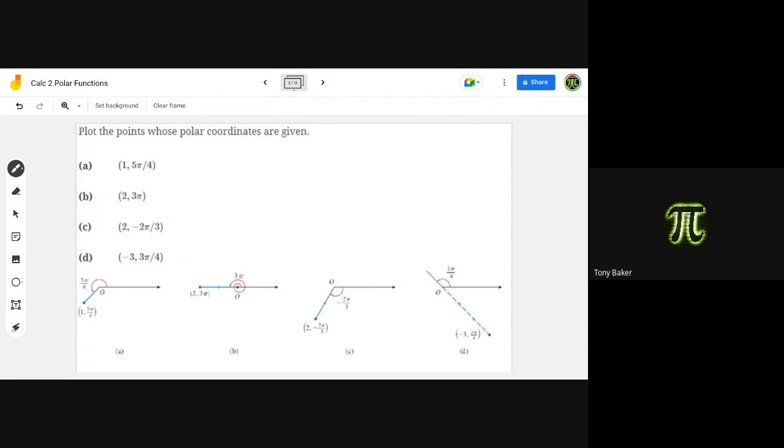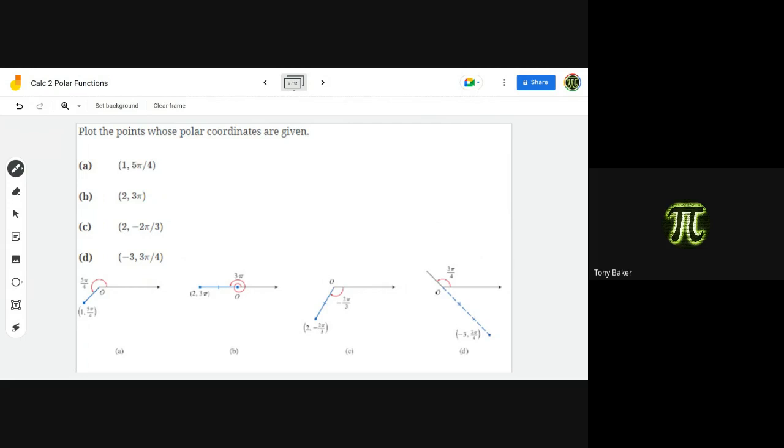2 pi. So 3 pi is actually going around it again. So that's going over to there, and then that would be going up 2 spaces. So that's (2, 3 pi). That's actually the exact same as (2, pi). So (2, 3 pi) and (2, pi) are the exact same point. Right? Once you go around the circle, it's just repeating the point.